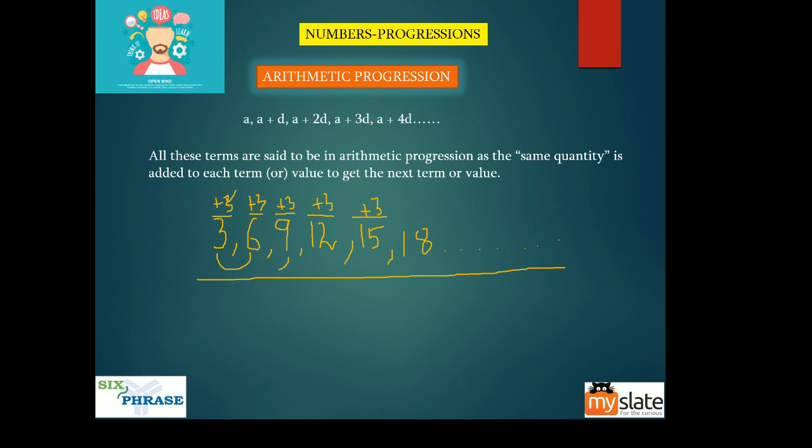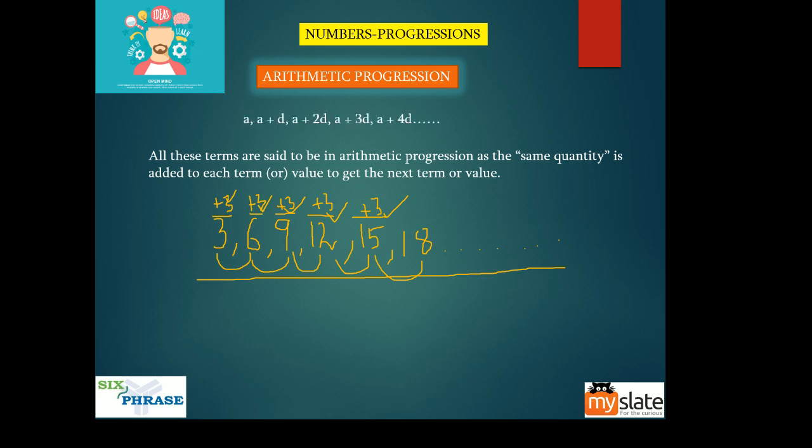What is 9 minus 6? 3. What is 12 minus 9? 3. What is 15 minus 12? 3. What is 18 minus 15? 3. So this is a series of numbers which have a constant difference. What do you mean by constant difference? The difference is 3 and it is constant.